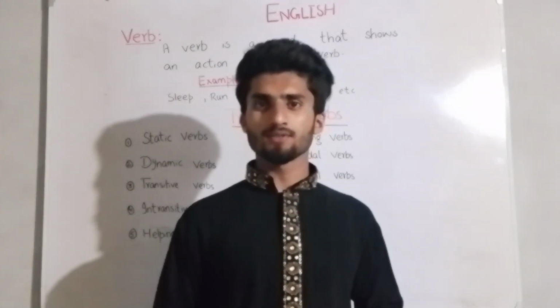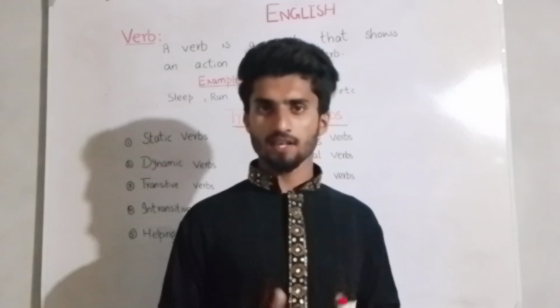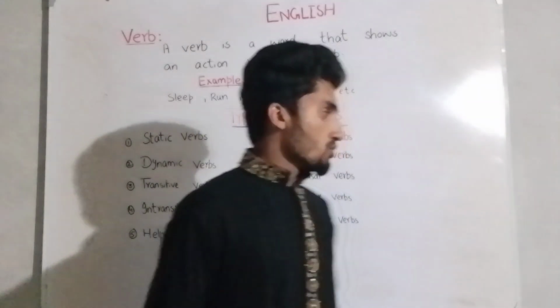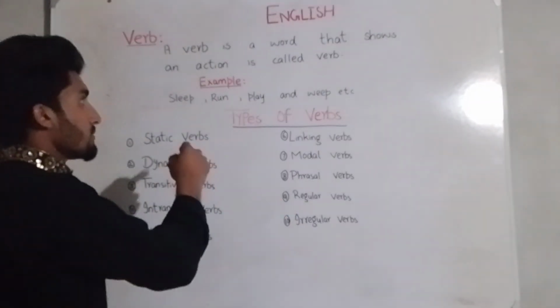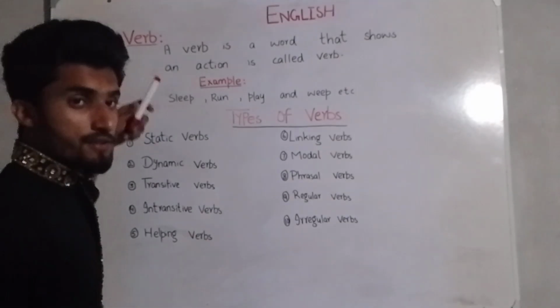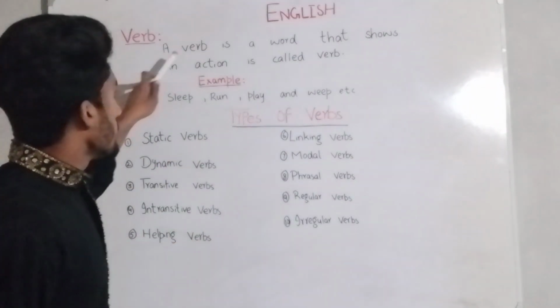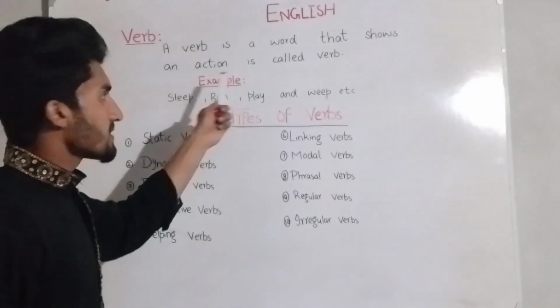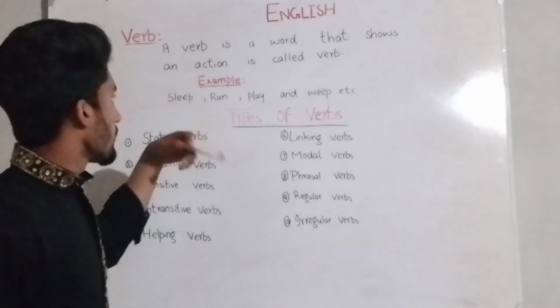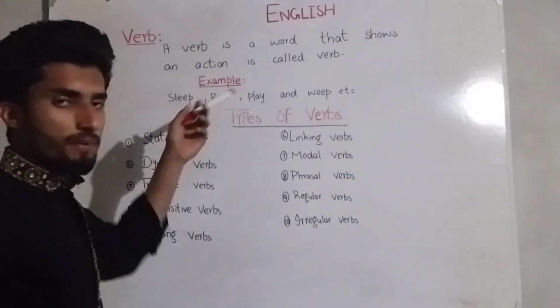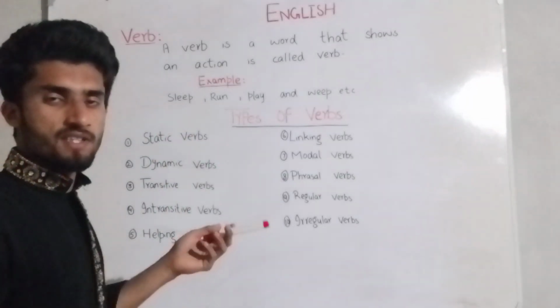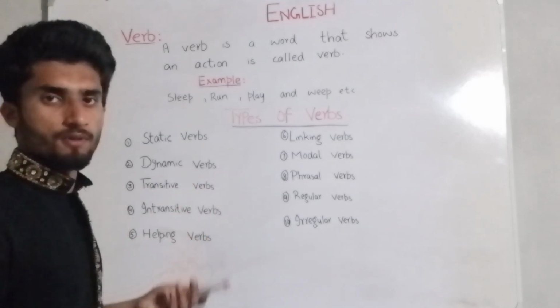I am here to tell you about verbs and its types. So, moving towards the whiteboard. The definition of verb, as you know, a verb is a word that shows an action. For example, sleep, run, play, and weep. These types of words are called verbs.